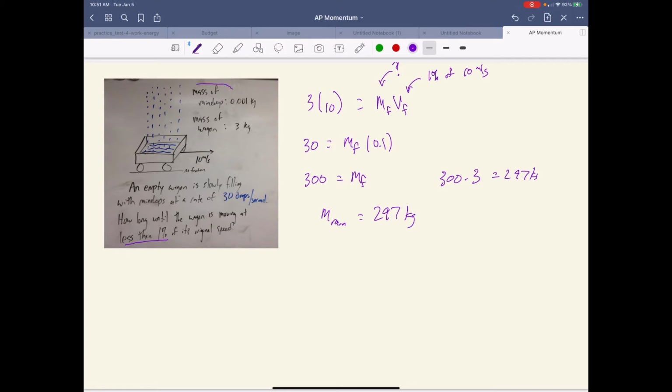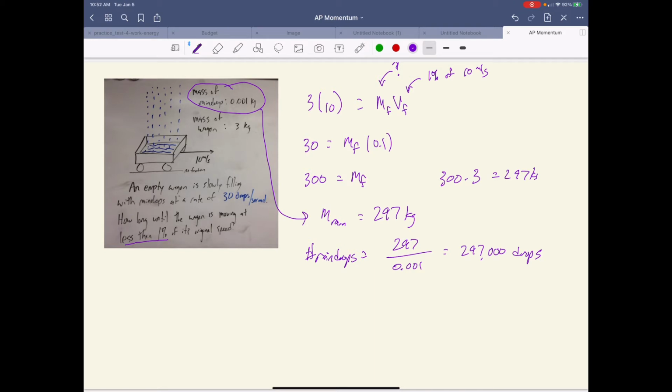Now the mass of each raindrop is 1 gram. So how many raindrops is it going to take to get 297 kilograms? Well, it's going to take a lot. It's going to be 297 divided by 0.001, right? How many times does 0.001 go into 297? A whole heck of a lot. 297,000 drops. That's a lot.